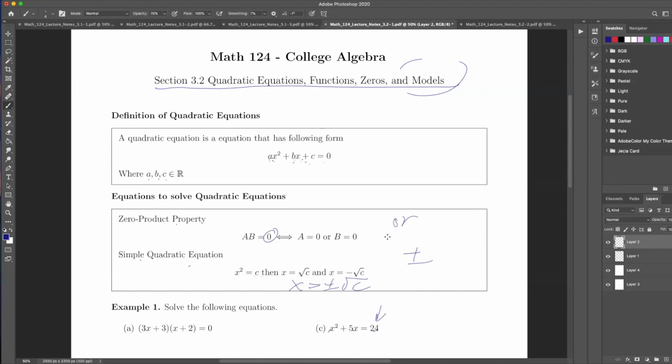There's a really bad joke. A mathematician walks up to an ice cream stand and they ask, do you want chocolate or vanilla? And the mathematician says yes, and grabs both and walks away. Because that's what or means in math. Or can mean both.